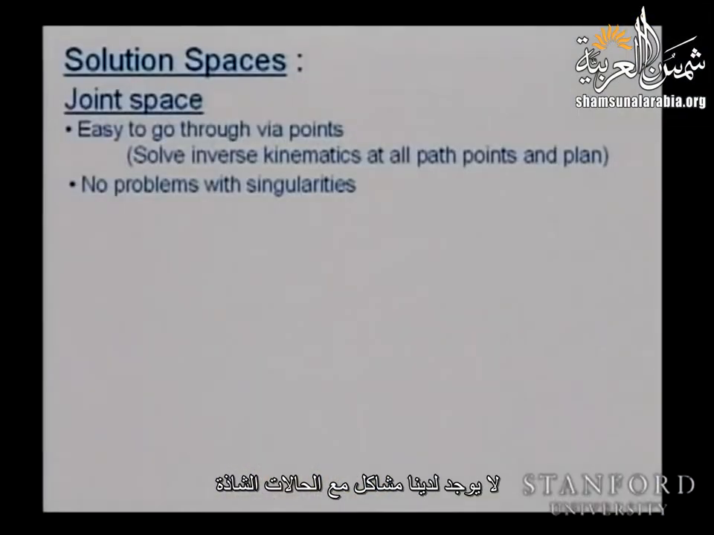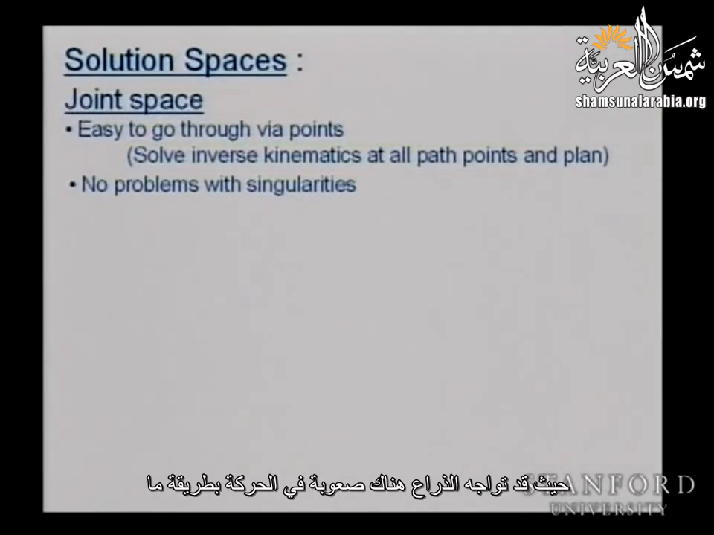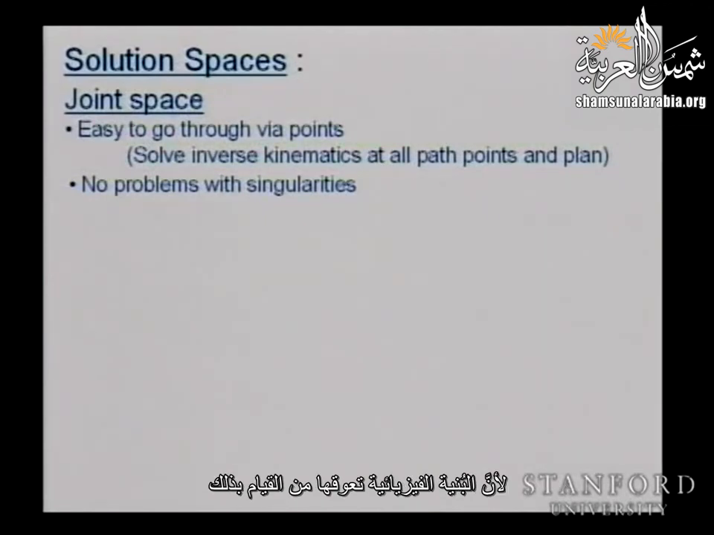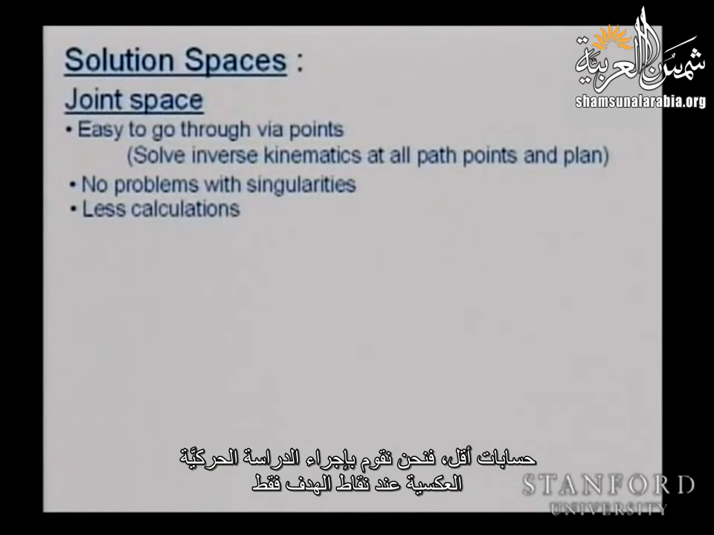There is no problem with the singularities, because the singularities occur in joint space. That's where the manipulator cannot move in a certain way, because the physical structure is precluding it from doing that. Okay? So in joint space, that's immediately obvious. Less calculation: we are only doing the inverse kinematics at these target points.